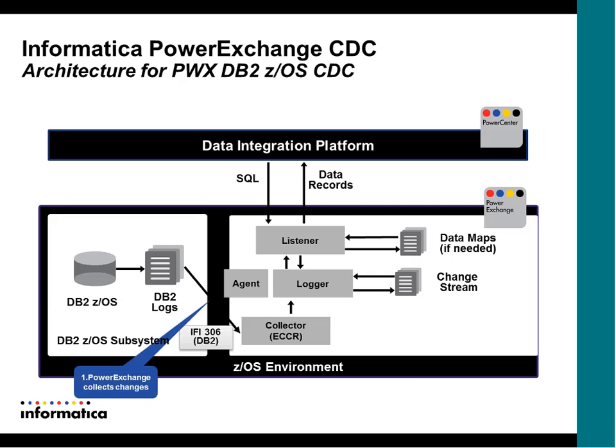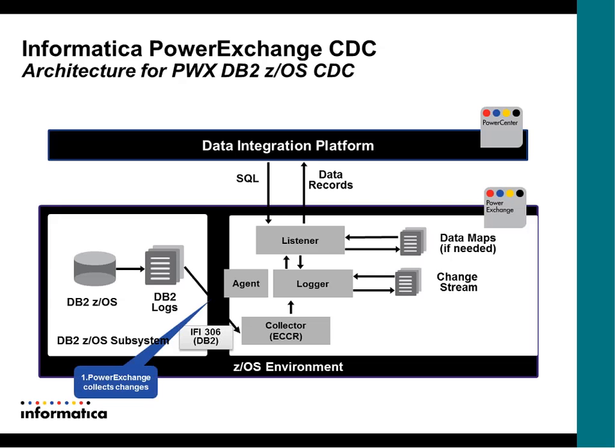So it's going to read the database logs for everything that's logged for DB2, but it's only going to capture the ones that you've gone in and created a capture registration for with Navigator. It will then reformat those records and write them to the PowerExchange logger that runs on the mainframe.